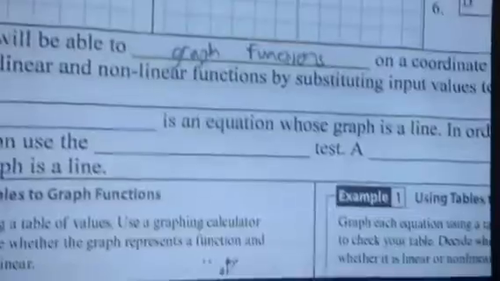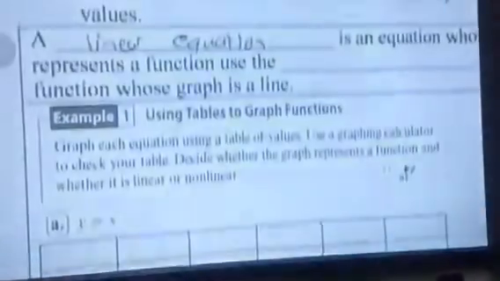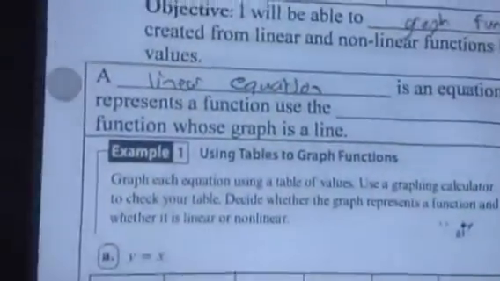So the first thing we need to know is what is a linear equation. This word linear is going to come up a lot in this lesson. Linear just means something is a straight line. So a linear equation is an equation whose graph is a straight line.